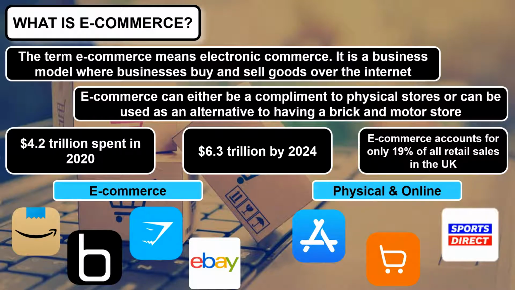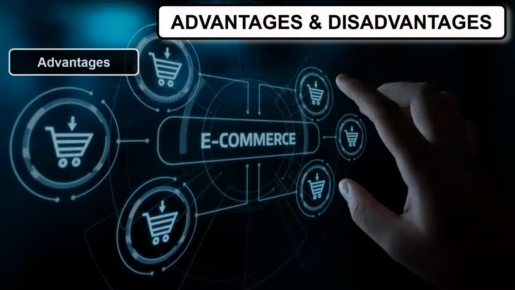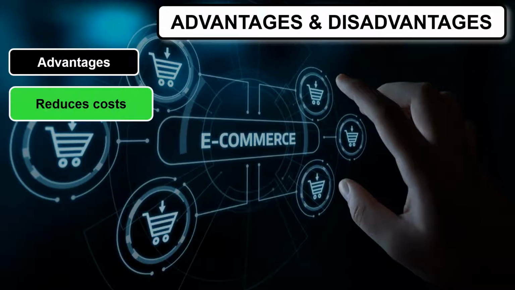So, why have so many businesses adopted an e-commerce business model? Let's have a look at the advantages and disadvantages of operating online. The first advantage, and most obvious, is that it can reduce overhead costs when compared to a physical store. This is why many independent and small businesses have been able to set up online. Upfront costs are much lower for a Shopify store compared to a physical building.